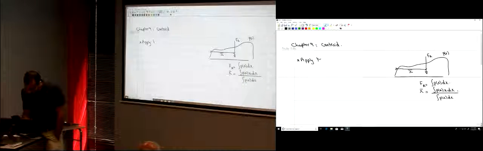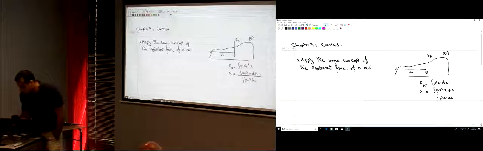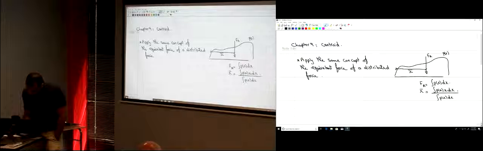So apply the same concept of the equivalent force of a distributed force to find the weight of an object.